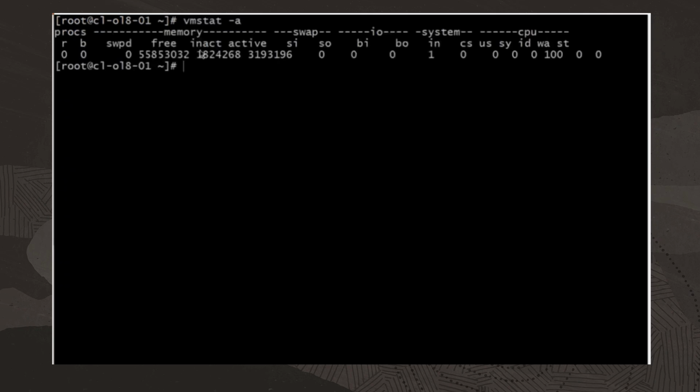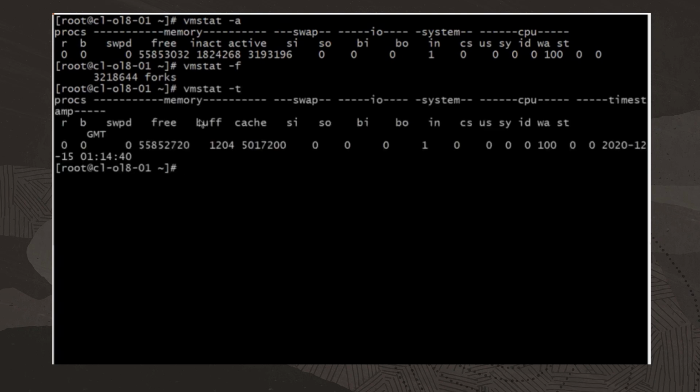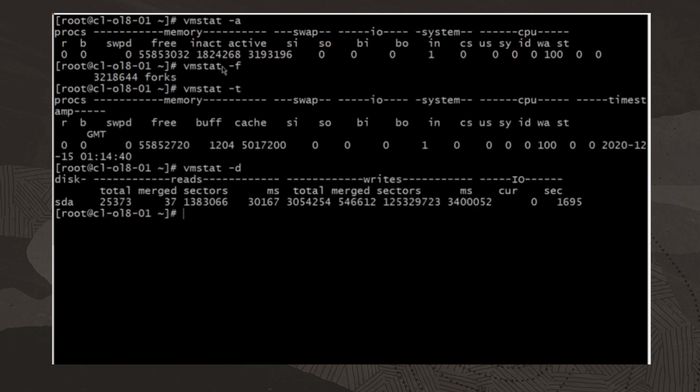-A displays active and inactive memory. -F displays the number of forks since boot. -T adds a timestamp to the output. And -D reports the disk statistics.